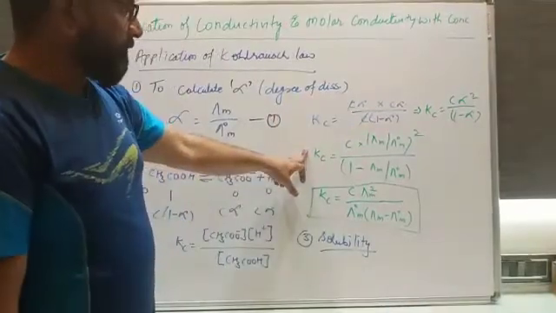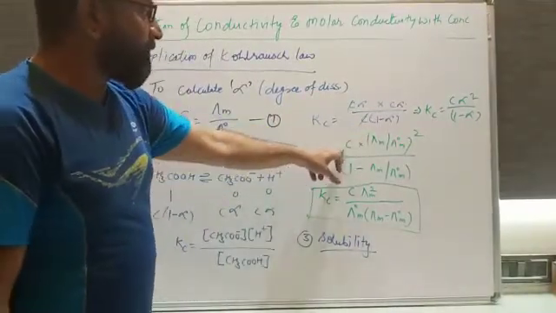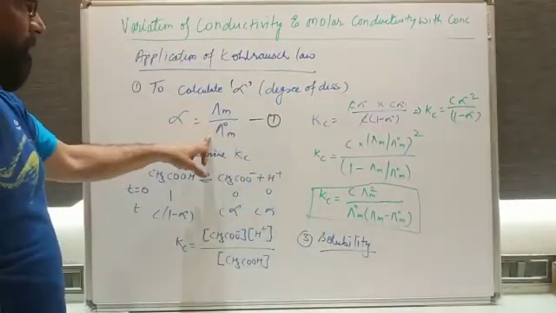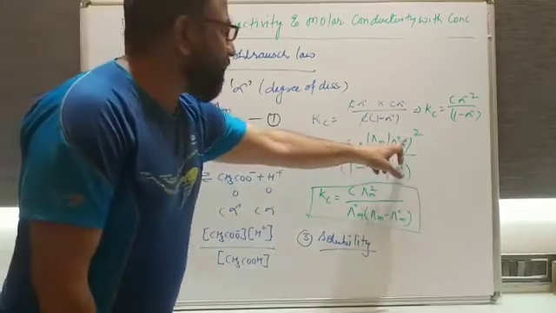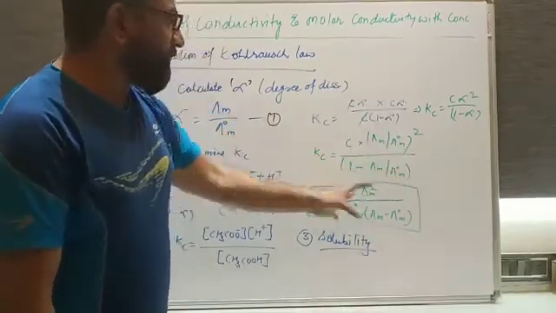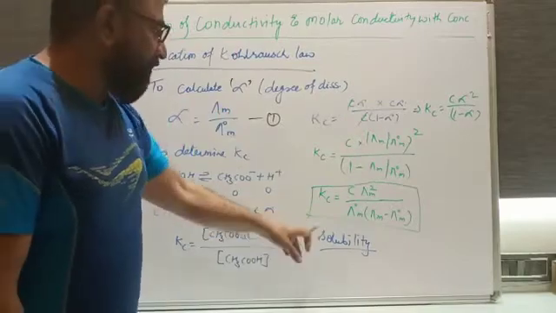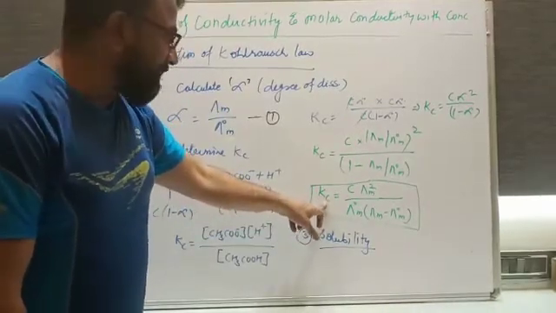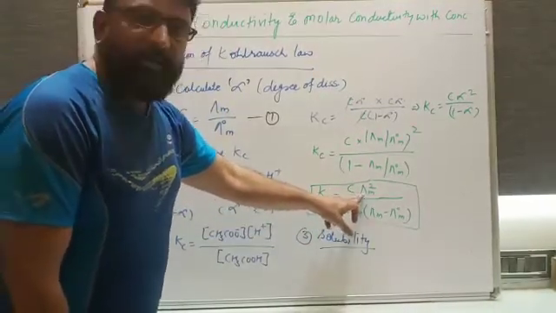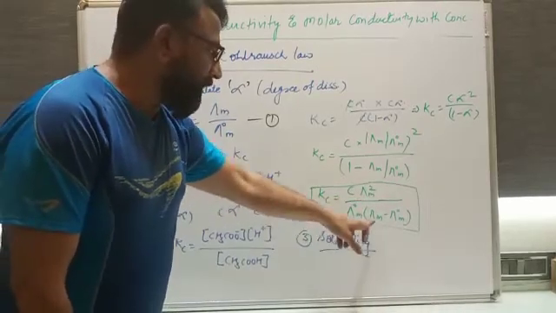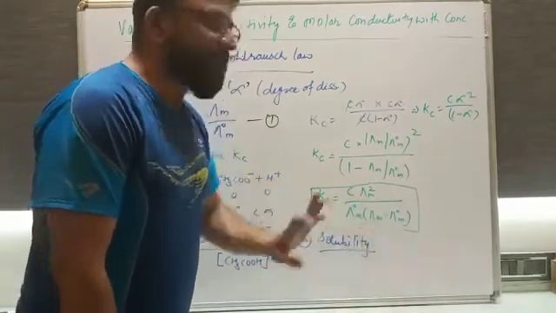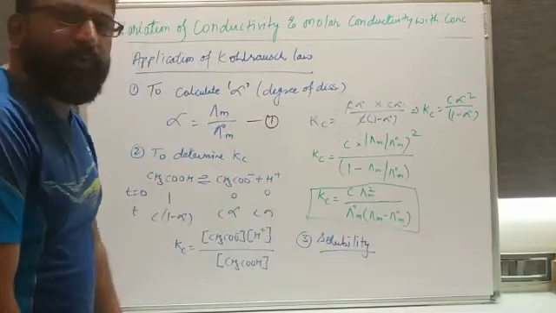Now, after substituting the value of alpha, Kc is equal to C into lambda m upon lambda naught m, whole square, divided by 1 minus that. After rearrangement, we get the final formula: Kc is equal to C lambda m square divided by lambda naught m multiplied by lambda naught m minus lambda m. So this can be used for calculation of Kc.